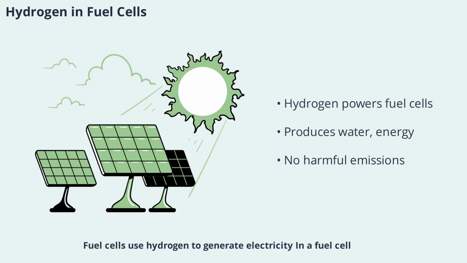Fuel cells use hydrogen to generate electricity. In a fuel cell, hydrogen reacts with oxygen to produce water and energy with no harmful emissions. This technology powers vehicles, buildings, and even spacecraft. Hydrogen fuel cells are clean, efficient, and a promising alternative to fossil fuels.